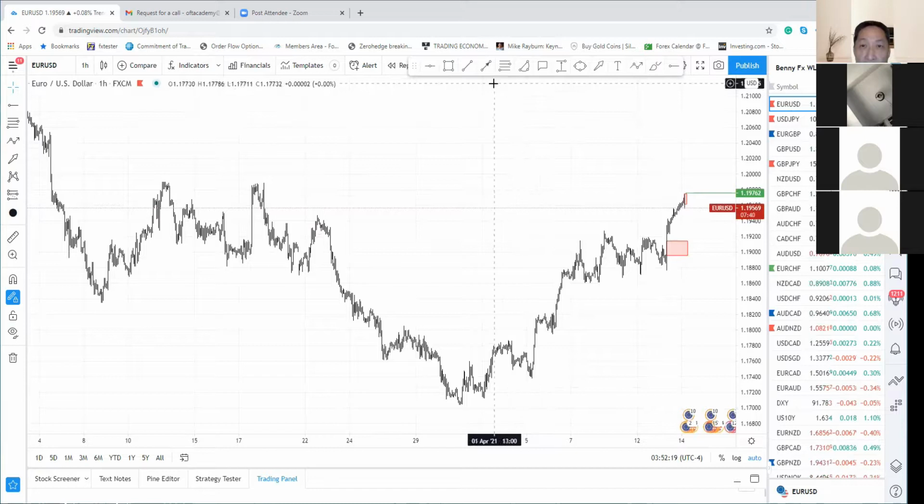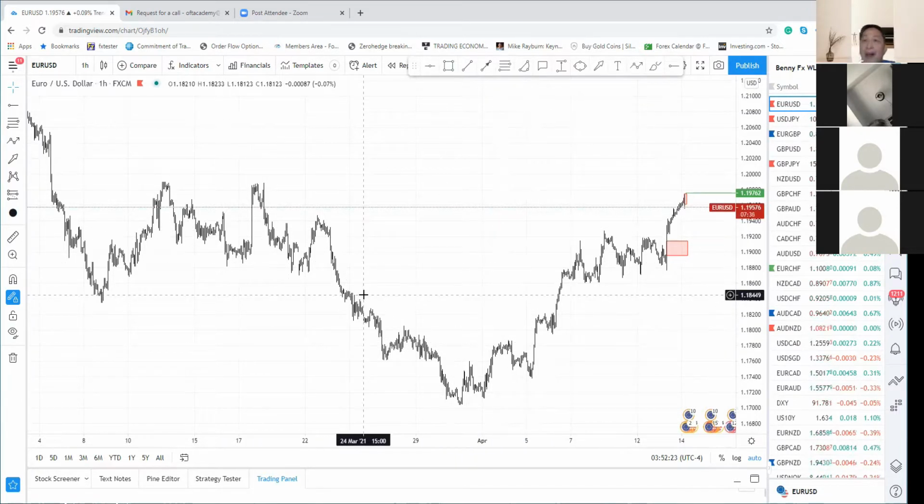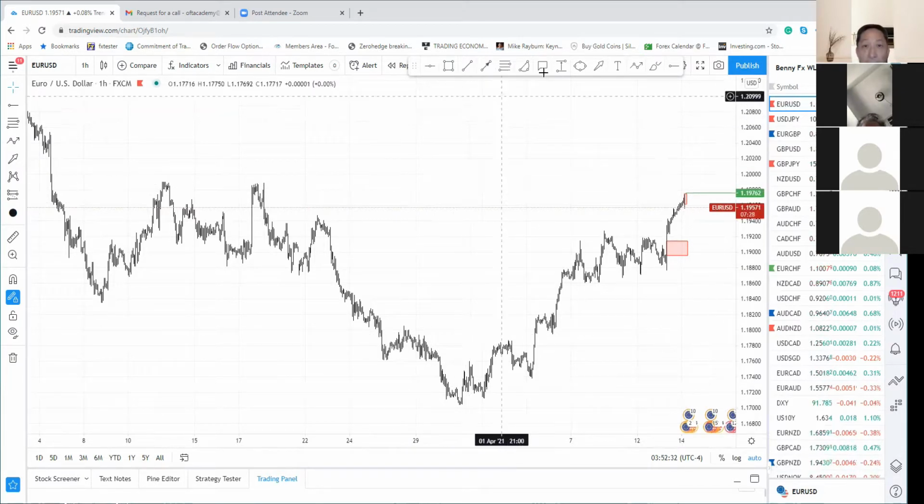So the takeaway for this session is to remember the trend, how to determine the trend, right? And this breakout structure, etc. Those are all very, very important. What do we mean by breakout structure? Understand this.